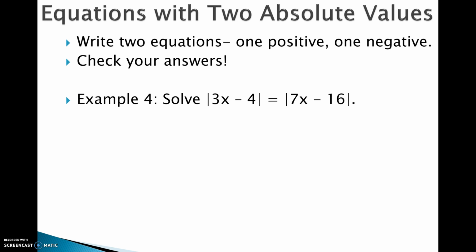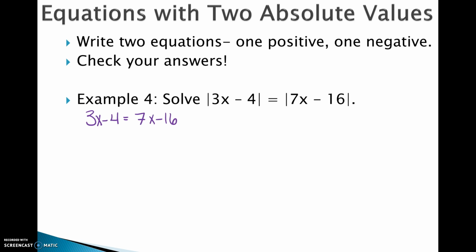Absolute values on both sides. This is something that we honestly did not cover in Algebra 2 last year, so this might look a little bit new. To solve this, you still need to write two equations. The first equation is exactly like what's written without the absolute value bars. So 3x minus 4 equals 7x minus 16.